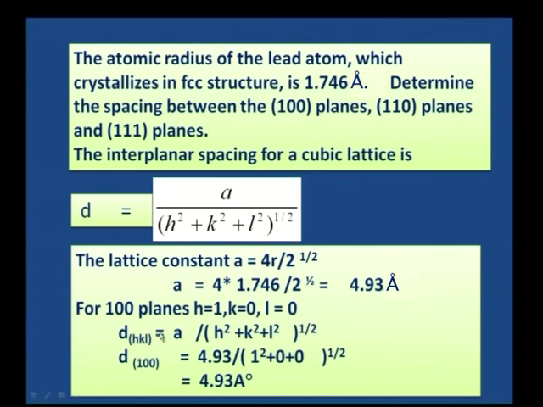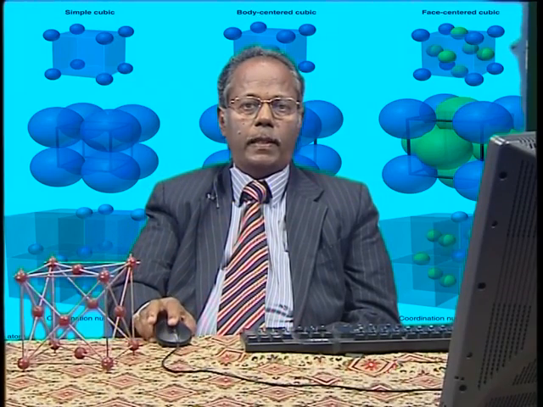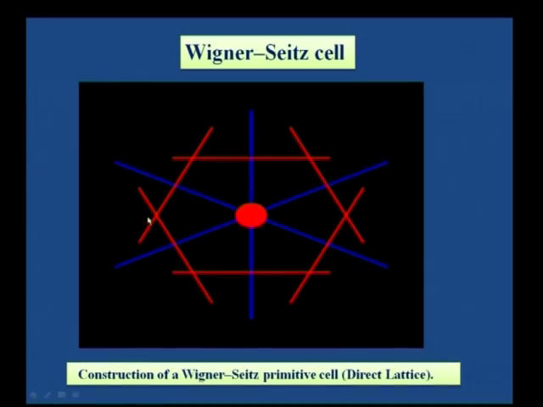Now, for the 1, 0, 0 plane, that means 1 will be here, 0 here, 0 here. So, 4.93 comes here, then the other things are 1 square plus 0 square plus 0 square. The interplanar separation along the 1, 0, 0 planes will be 4.93 angstrom units. Now, let us talk about a very important thing given by Wigner and Seitz.